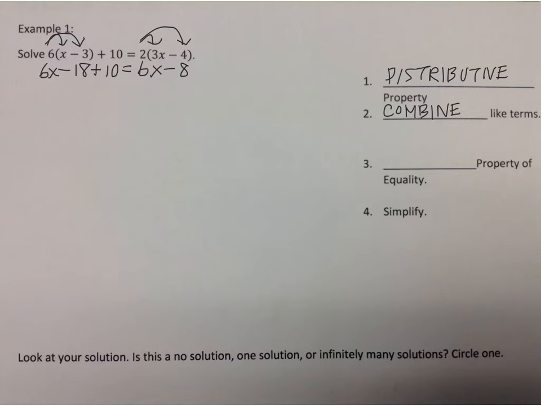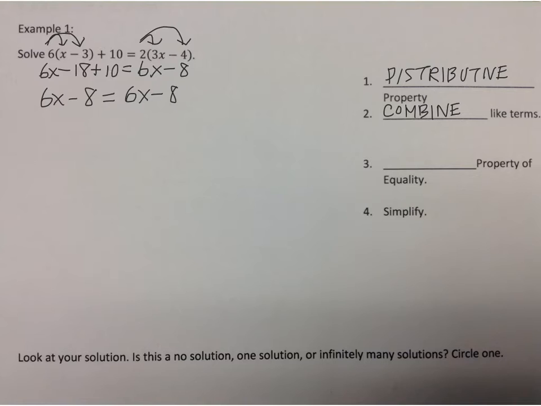We're going to look at the left side. I have a 6x, and I have a negative 18 plus 10. The 6x cannot be put with anything on the left side, but the negative 18 and the 10 can be put together because they're both integers. So I'm going to leave the 6x, and negative 18 plus 10 gives me negative 8. On the other side, I only see one x and one integer. There's nothing I can combine here, so I'm just going to leave that the same.